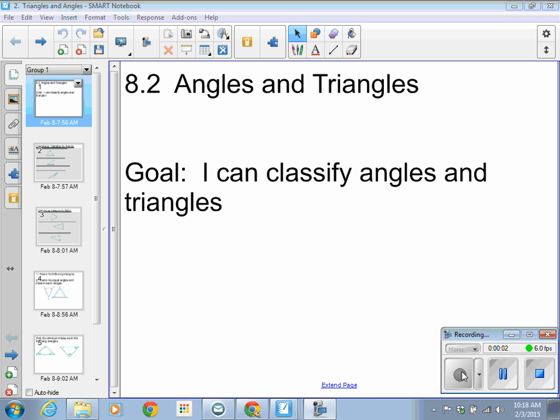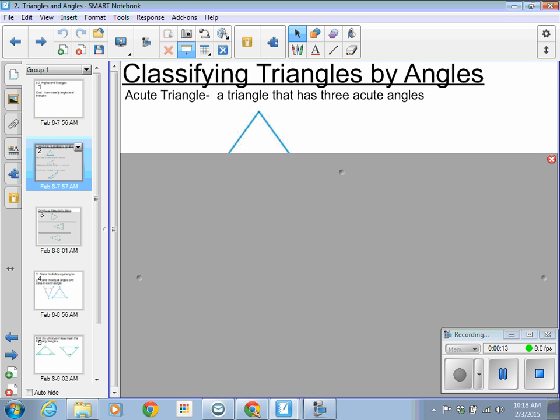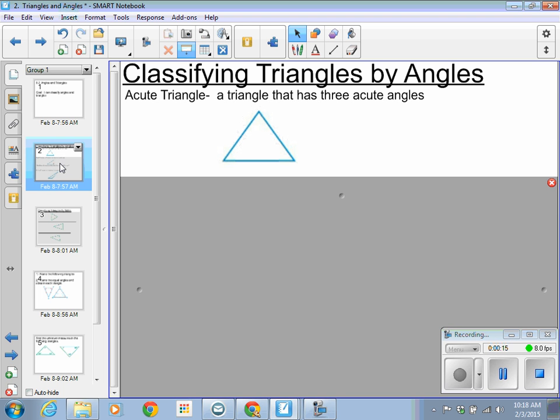Today's lesson is on angles and triangles, and our goal is to classify angles and triangles by the end of this lesson. So we start by classifying by angles. We have an acute triangle. It's a triangle and it has three acute angles. Now, I've said that these things aren't drawn to scale usually, but we can tell that all these angles right here are going to be less than 90 degrees.